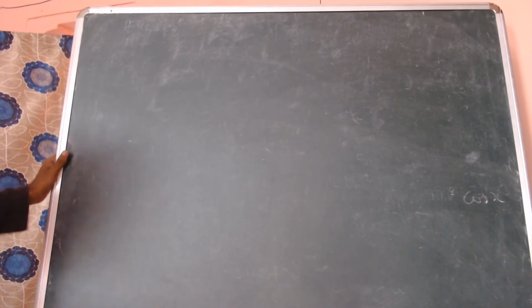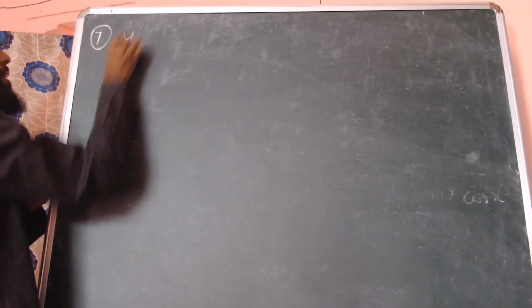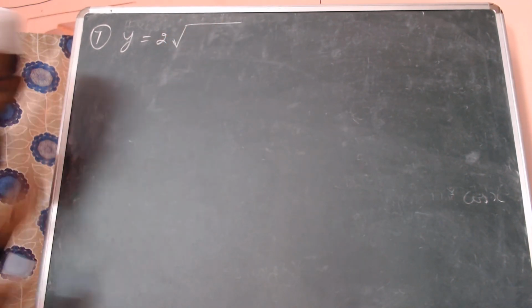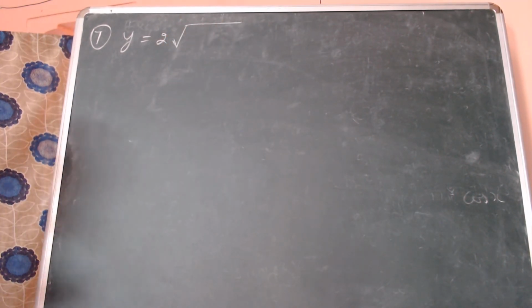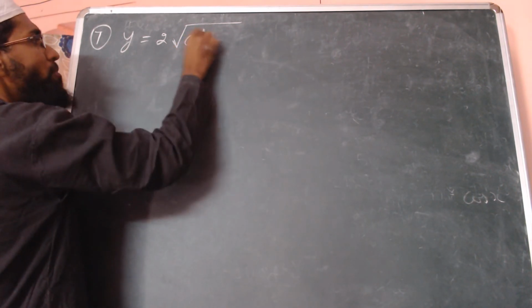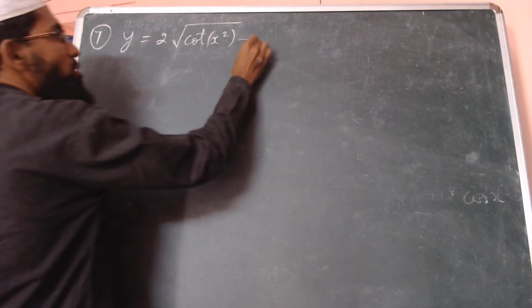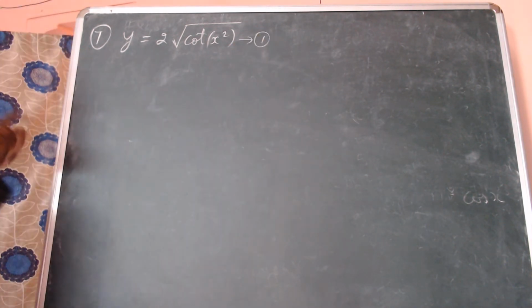Let me do the seventh problem. y equal to 2 root of cot of x square, 2 root of cot of x square. Now let me take this to be my equation 1. Let me differentiate this now.